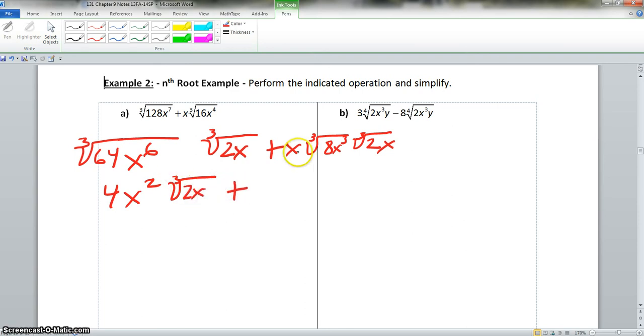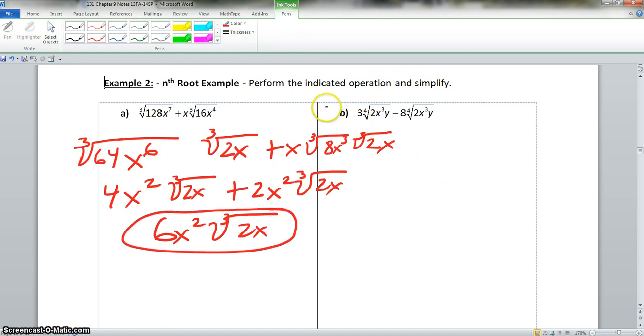Now plus, the cube root of 8 we know is 2. Cube root of x cubed is x times x is x squared. And we have the cube root of 2x. Now they have the same index and they have the same radicand. So now we combine our like terms. We have 6x squared times the cube root of 2x.